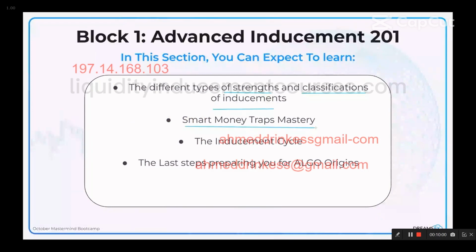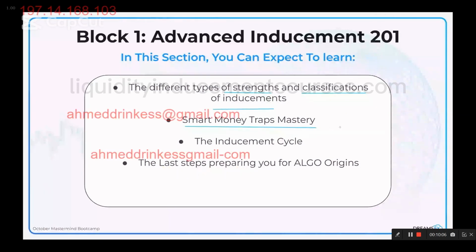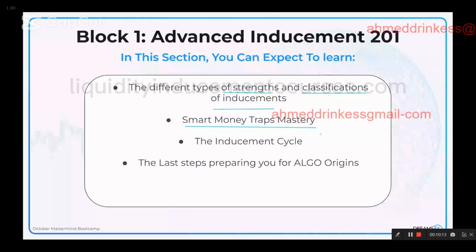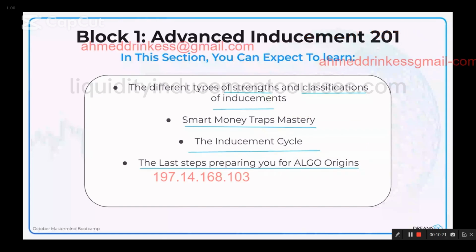You're going to be able to master smart money traps, and this is where things are really going to pick up very quickly, and you might get confused. Do not worry. That's why it's important to master the inducement types, because it tells you where the SMTs are. You're going to be able to master the inducement cycle, and then the last step is preparing you for the algo origins, which is in block 2. We got a lot to cover today.